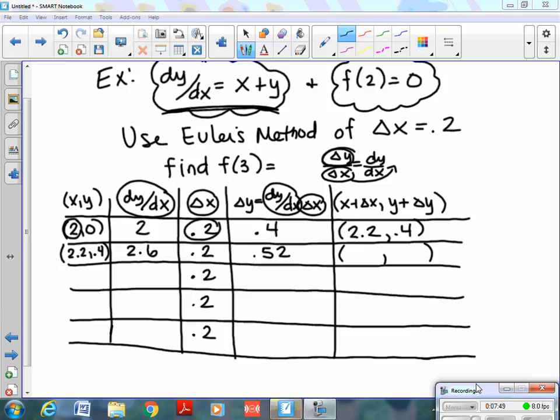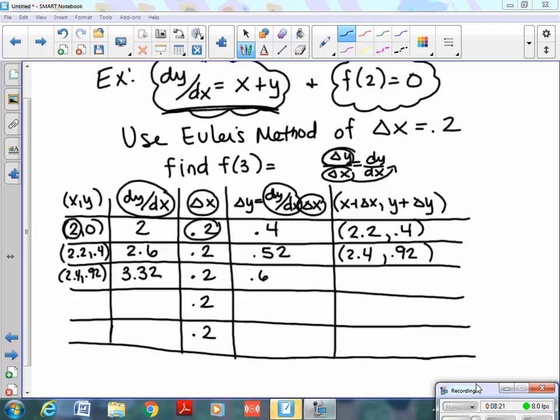And then I showed you how to get this point. You take the x, which is 2.2, and you add it to delta x, which is 0.2, and that's how they got 2.4. To get y plus delta y, you take the y, which is 0.4, and you add it to 0.52, which gives you 0.92. And guess what? You repeat it again. Like I said, this is time-consuming, but it's easy. Okay, what I'm going to do is just kind of hurry this up and fill this all in.